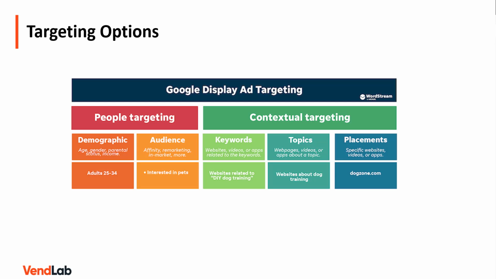So here's the examples of the different segments you can set within Google. You can use people targeting or contextual targeting. So people targeting is demographic or an audience. So that could be an affinity audience or a remarketing audience, i.e. customers that already visit your website. Contextual targeting is where you set keywords, topics or placements to tell Google about the kind of customers you're looking to reach.